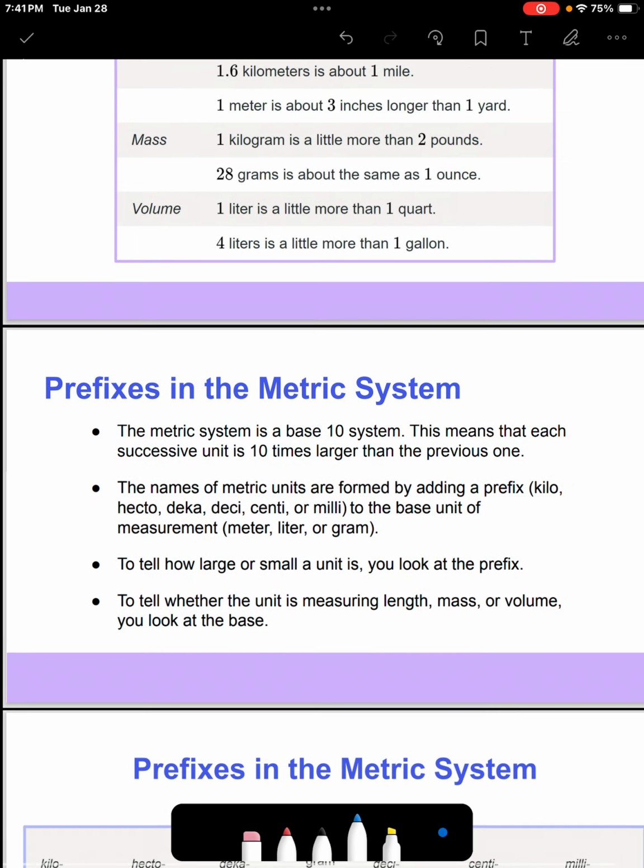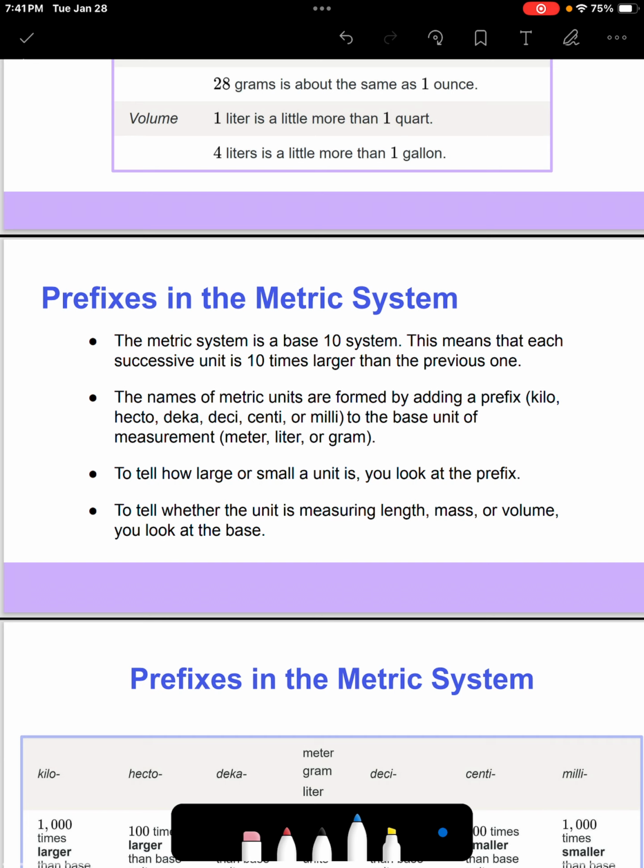So let's talk about prefixes. The metric system is a base 10 system. This means that each successive unit is 10 times larger than the previous one. The names of metric units are formed by adding the prefixes kilo, hecto, deca, deci, centi, and milli to the base unit measurement, either a meter, liter, or gram. So we would do kilometer or centigram.